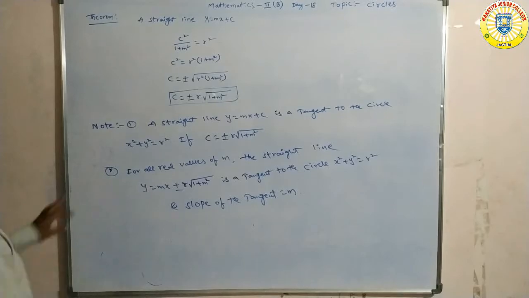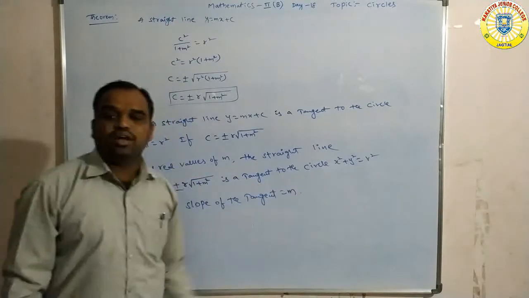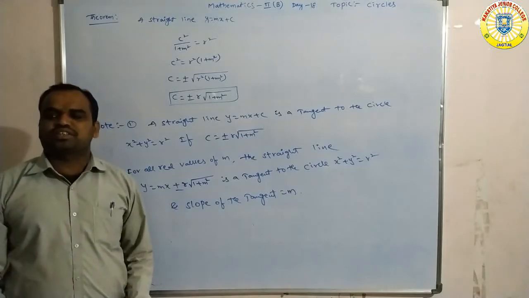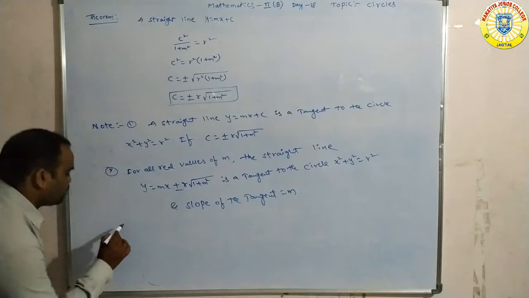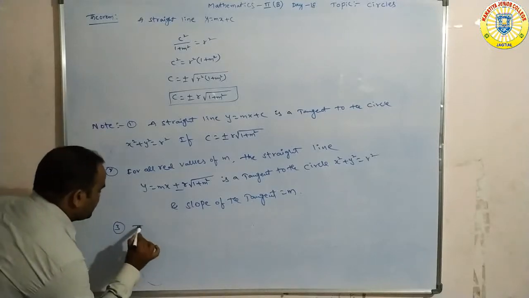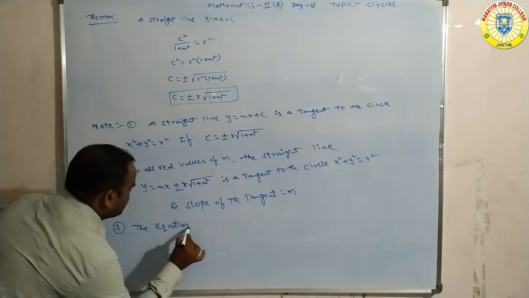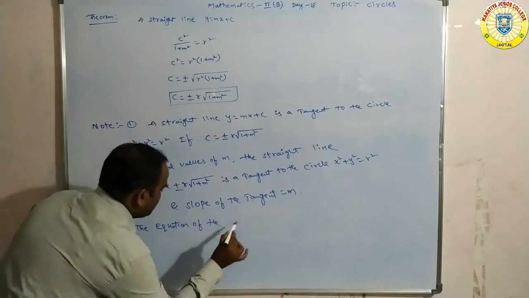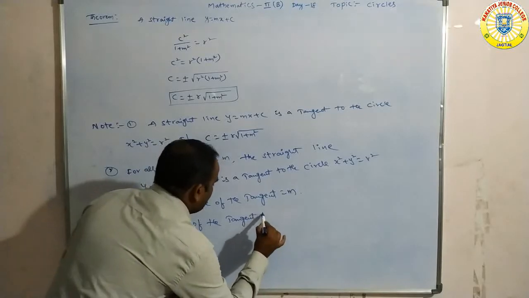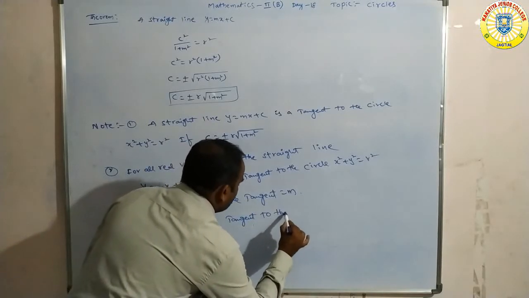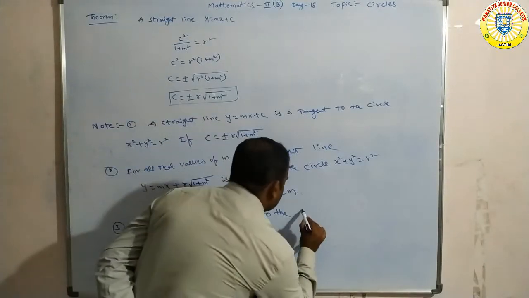Next, the third one is also there. This is the standard form of the circle, so the general form of the circle is also there. In that case also, the equation of the tangent, this is note 3: the equation of the tangent to the circle.